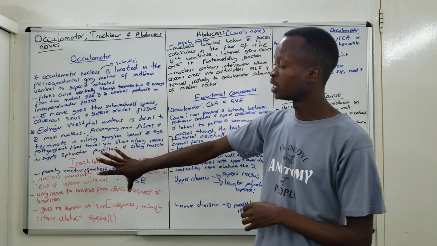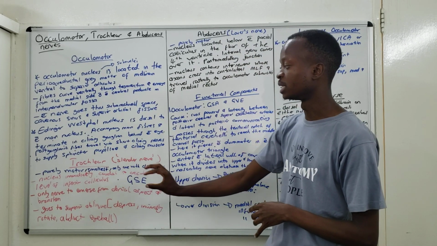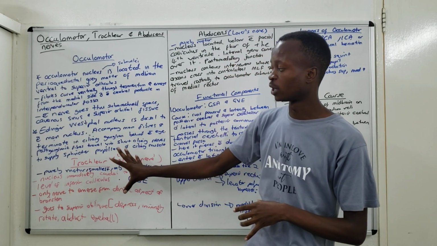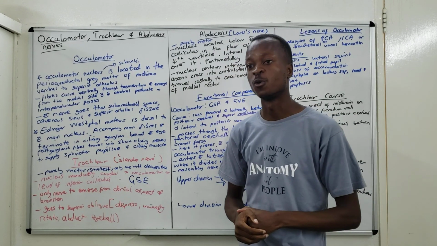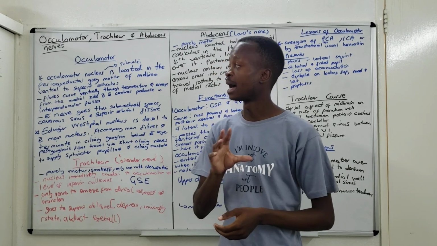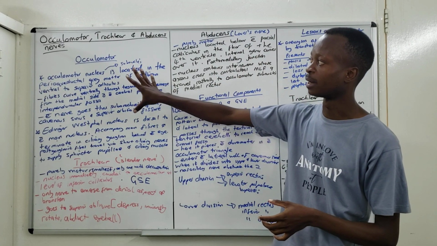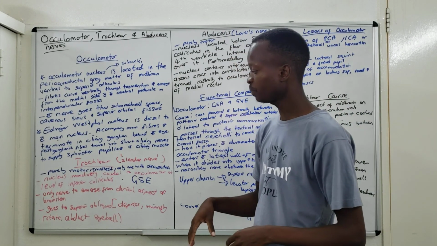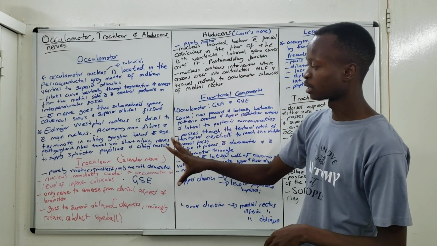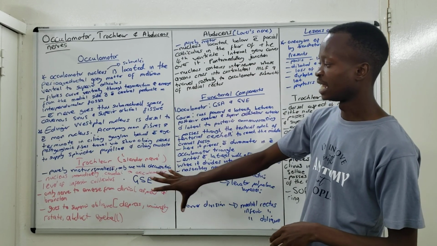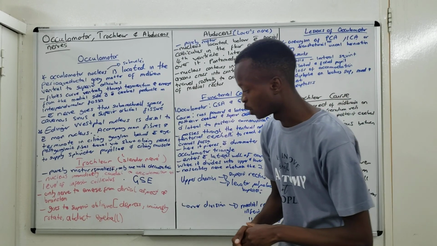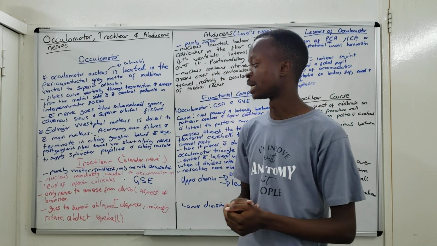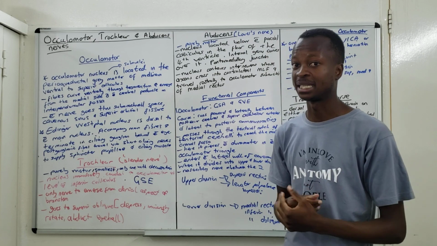The nucleus of the trochlear nerve is going to be immediately caudal to the nucleus of the oculomotor. The nucleus for this trochlear nerve is going to be located at the level of your inferior colliculus, unlike that for the oculomotor nerve, which is located at the superior colliculus. This trochlear nerve is going to innervate a muscle that we call the superior oblique, which is responsible for depressing the eyeball, inwardly rotating the eyeball, as well as abducting your eyeball.